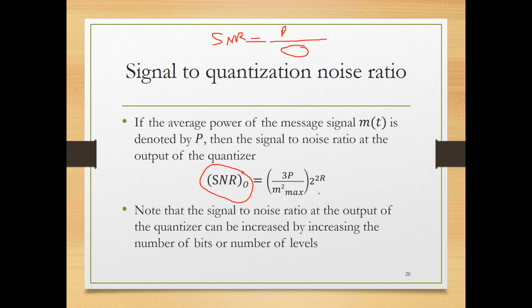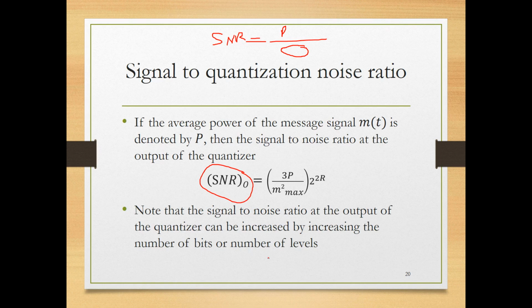You end up getting this expression. So as you can see, the most important thing is to understand the meaning of the variables and the basics of communication: signal to noise ratio equals the power of the transmitted message over the power of the noise. The power of the noise is the variance. The power of the message, whatever it is, is P. And the variance I can calculate from the PDF, and instead of delta, I just replace delta by its actual value, which is 2 m max over the number of levels, L. And you get that. Is that difficult? Is that clear? Note that the signal to noise ratio at the output of the quantizer can be increased by increasing the number of bits or number of levels.